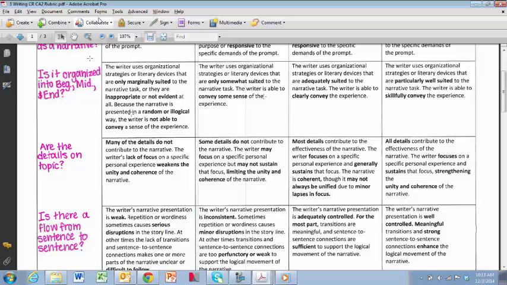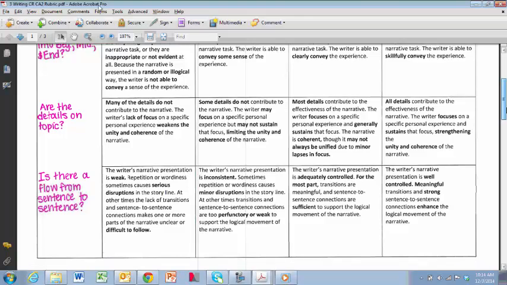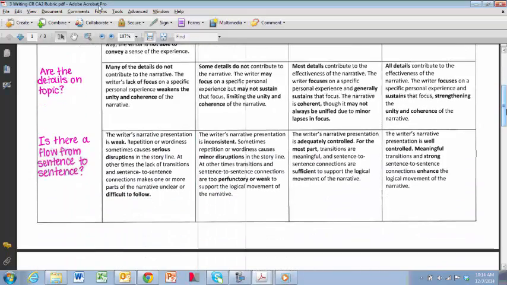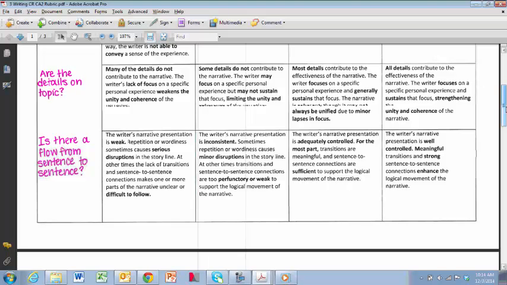So the next row is, is it organized in the beginning, middle, and end? Are the details on topic? And is there a flow sentence to sentence? Again, ask yourself these questions and really try to see some of the bolded words in here. So for example, the difference between it's really weak versus it's inconsistent. There's a difference between, sometimes it's good and sometimes it's not good, and overall it's very poor. For these two up here, a level 4 is like exemplar, like the best of the best. So try to reserve those level 4s for not just, oh yeah, they're doing it, but is it super meaningful? Is it really strong? Is it very coherent? Do I have a really clear understanding of why this is so important?